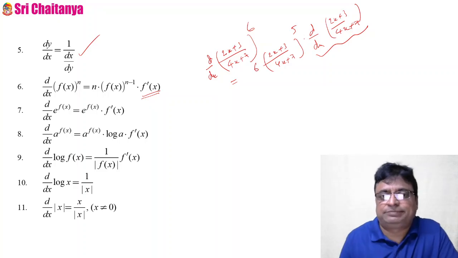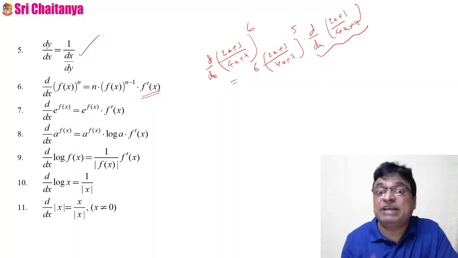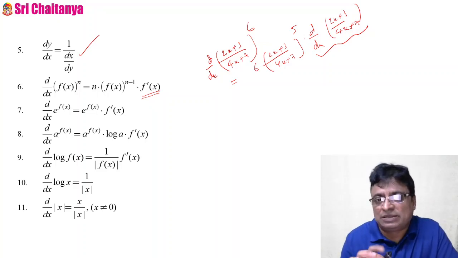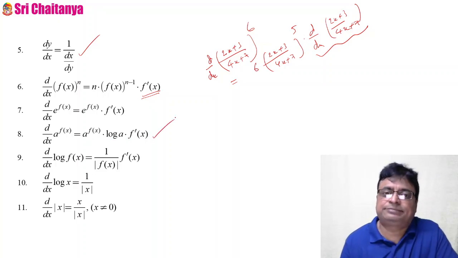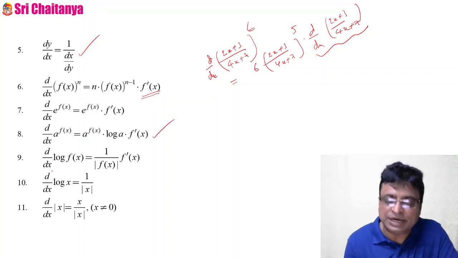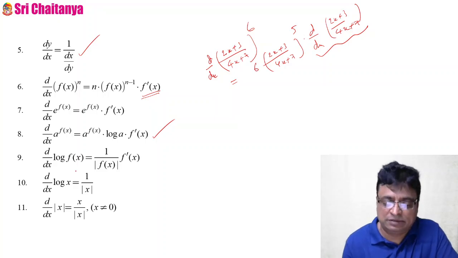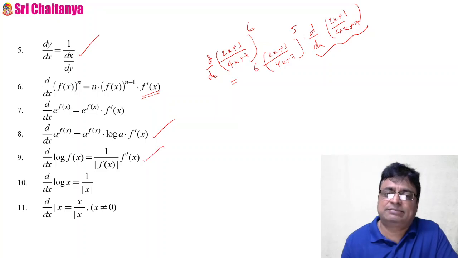Now start. Seventh formula: d by dx of e power f of x equals e power f of x into f dash x. Eighth formula: d by dx of a power f of x equals a power f of x into log a into f dash x. Ninth: d by dx of log f of x equals 1 by mod f of x into f dash x.